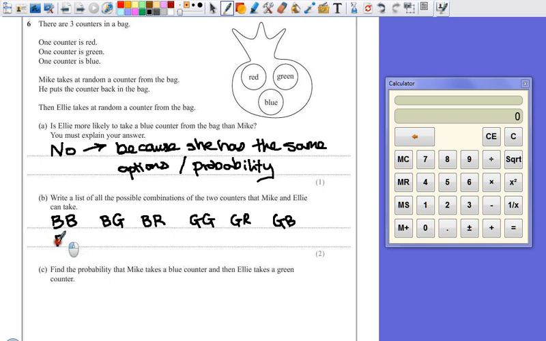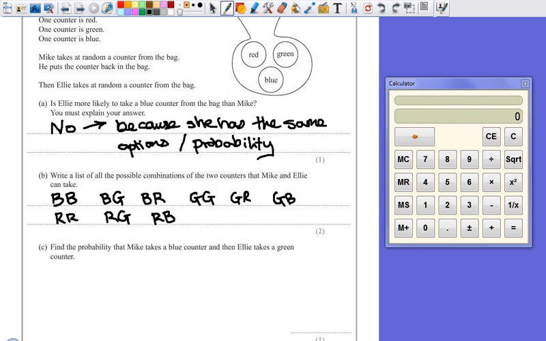I've got red and red. Again, I'm just going to duplicate red and green, and red and blue. If you want, you could indicate that some of these are duplicated just by underlining them. I think as long as you've done that, that's listed all the possible combinations, so that's okay.